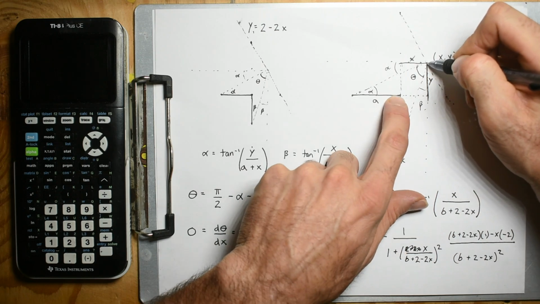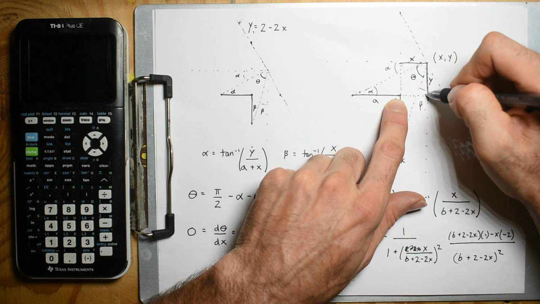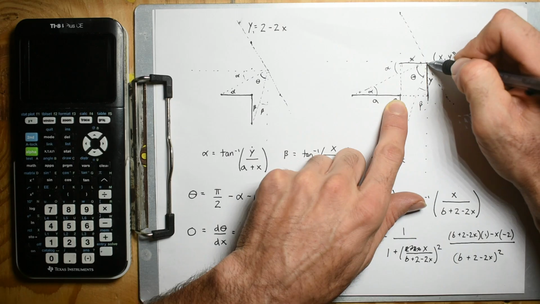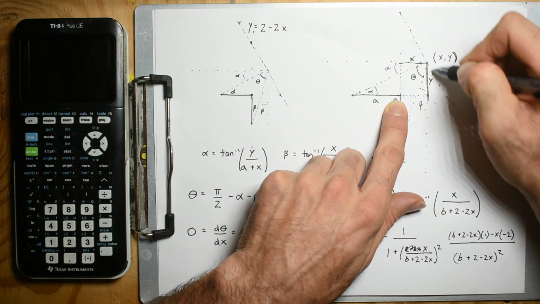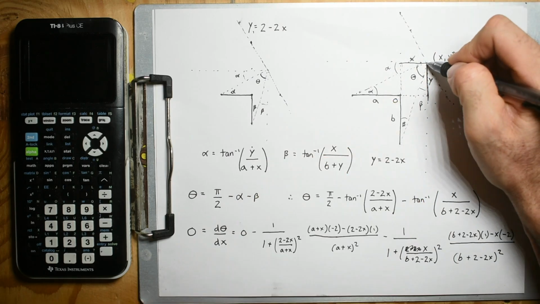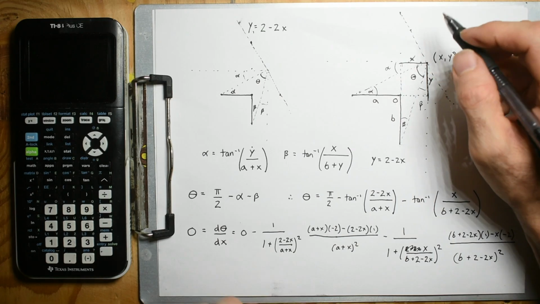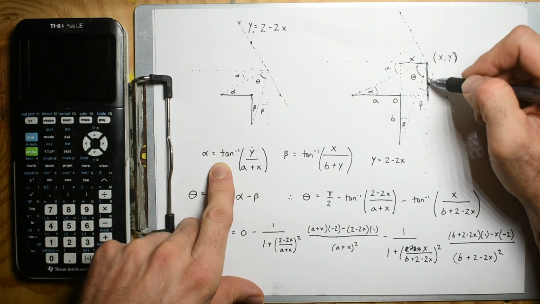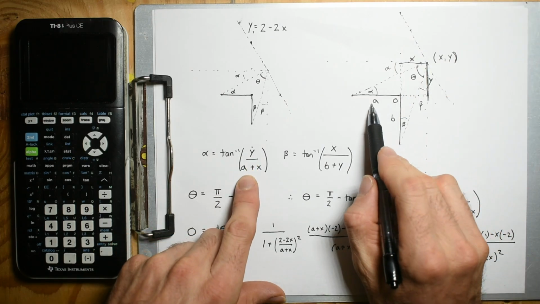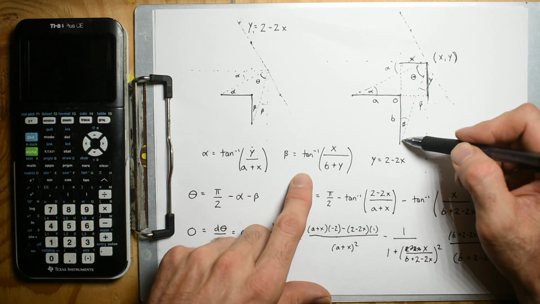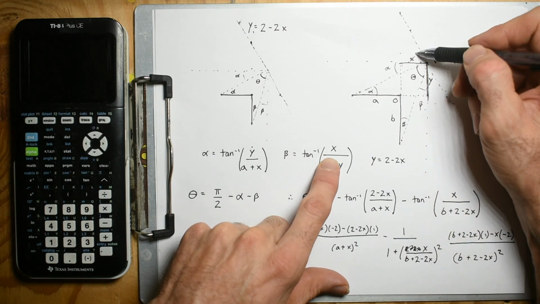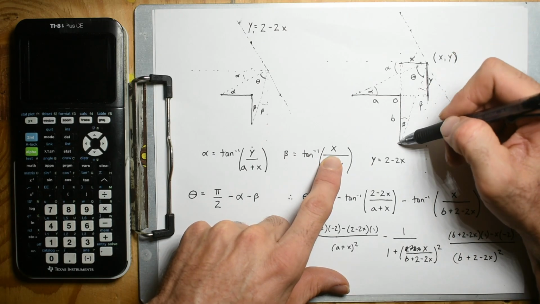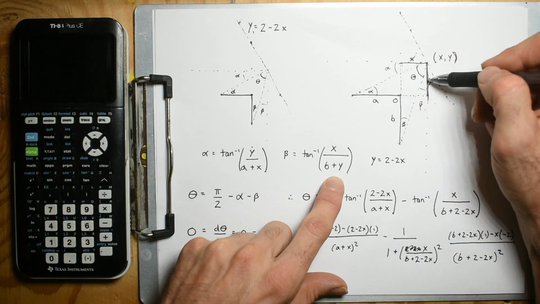So this equation is going to have an x and a y. The coordinate is always going to be an x and a y. If I'm there or there, it's always going to be right there. And so, yeah, I find that interesting. So this portion of the triangle is y divided by a plus x. For beta, the opposite is x. The adjacent is just going to be this value b plus y.